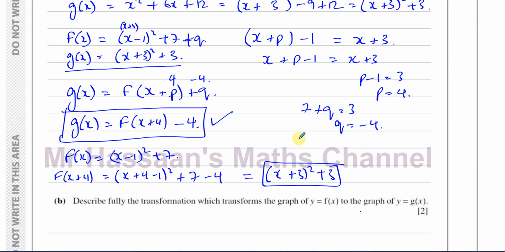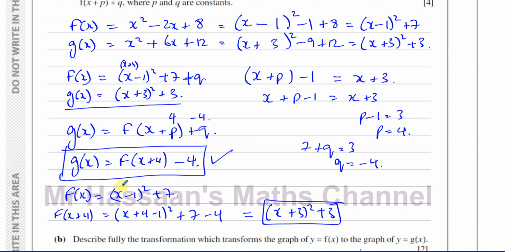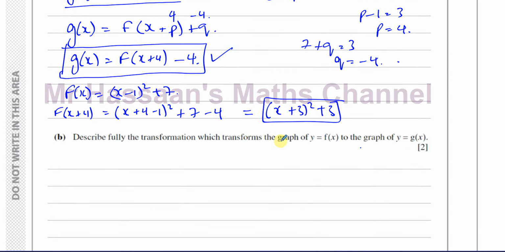So you have to basically just rewrite it in this form. You're thinking that this f has to become g. What do I have to do to f to make it become g? The x minus 1 has to become x plus 3, so basically I have to add 4. I have to replace the x with x plus 4. And the 7 has to become a 3. So what do I have to add to 7 to give you 3? I have to add negative 4. So this gives us our answer: g of x equals f of x plus 4 minus 4.